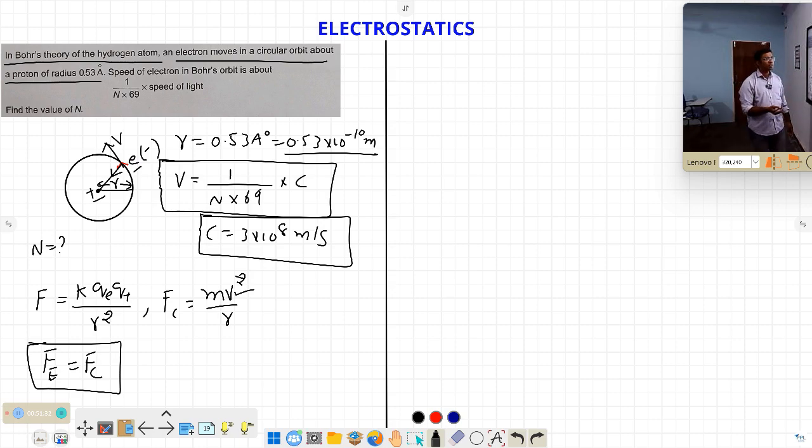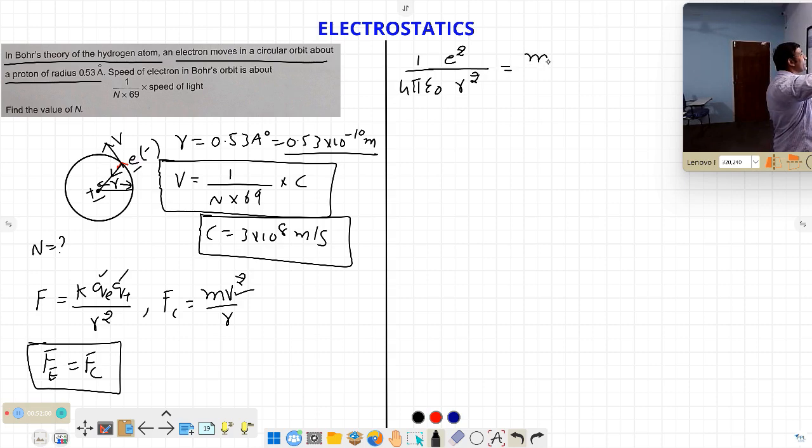What is the electrostatic force? That is nothing but K, 1 by 4 pi epsilon naught. Both the charges, the positive charge and the electron charge, are of equal magnitude and opposite nature, one positive, one negative, so I am taking both as the electron charge, that is e square, by r square, is equal to mv square by r.